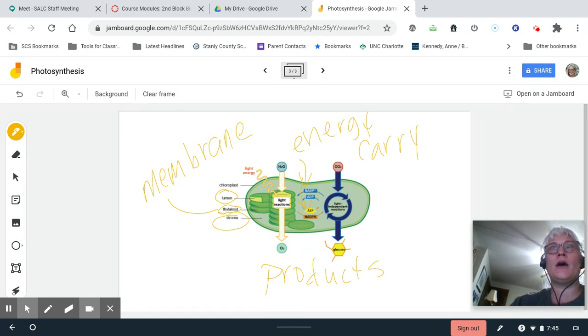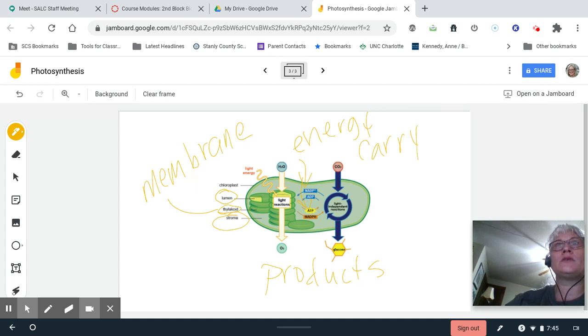And other animals will eat the plants. We eat vegetables, which are plants, and we eat some animals that eat plants. So we eventually benefit from this energy that is made through photosynthesis in the chloroplast.